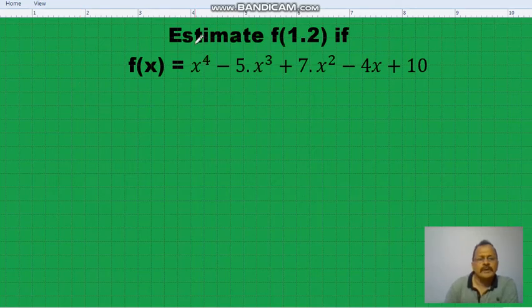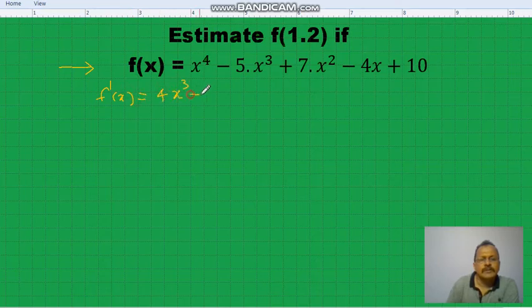Third problem: estimate the value of f of 1.2 if f of x is equal to x raised to 4 minus 5x cube plus 7x square minus 4x plus 10. Here f of x is given to us. I am beginning the problem with this, and therefore f dash x is equal to 4x cube minus 15x square plus 14x minus 4.